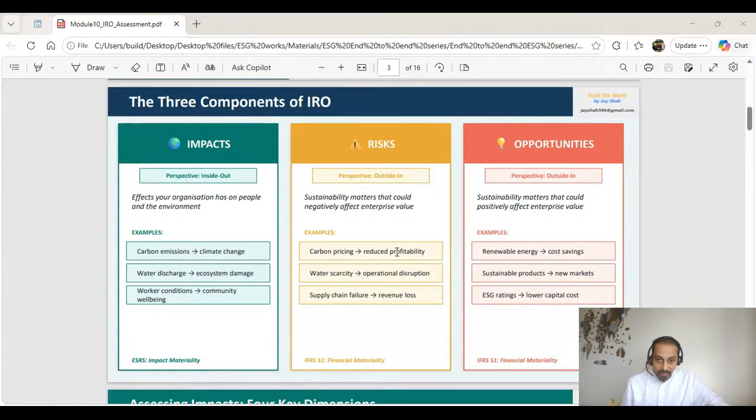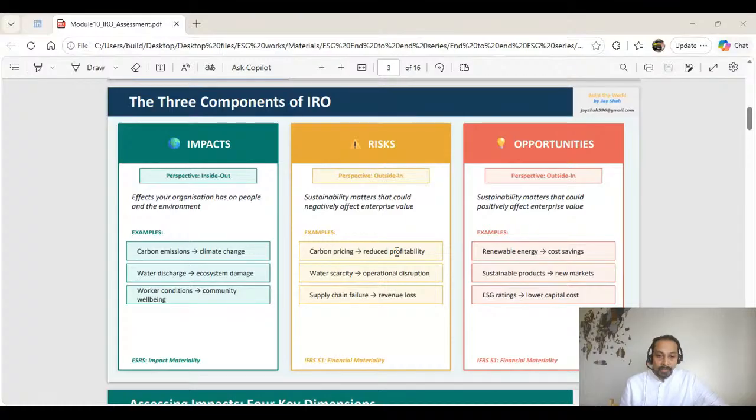The ESRS definition is: impacts are effects, positive or negative, on people or the environment or the planet, that result from your organization's activities and business relationships. So the key phrase here is inside out. Your organization sits at the center, and impacts are the waves that ripple outward from your activities, out to people, out to communities, out to ecosystems. So that is the impacts that are going to happen.